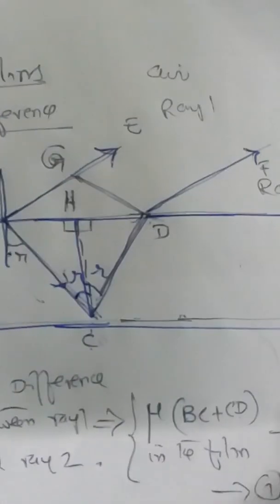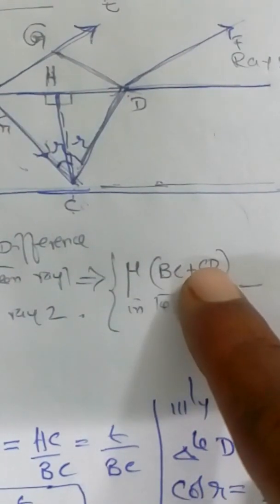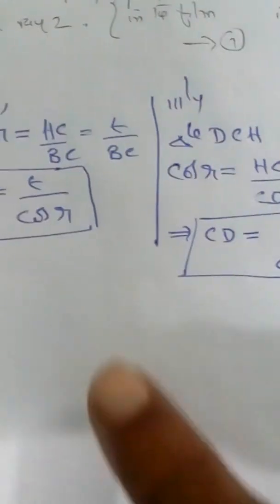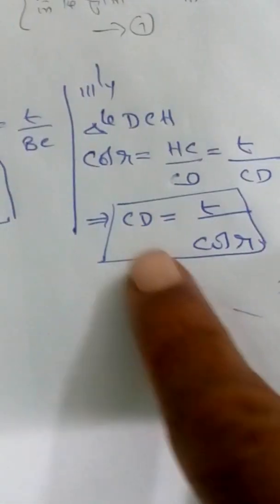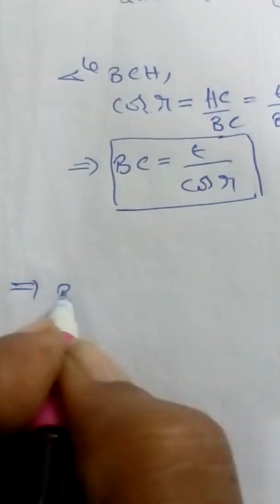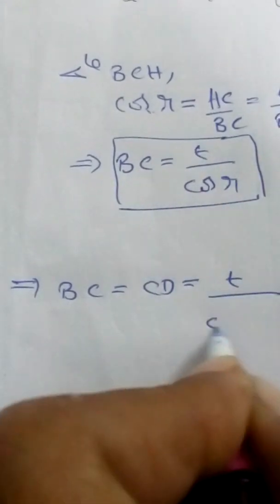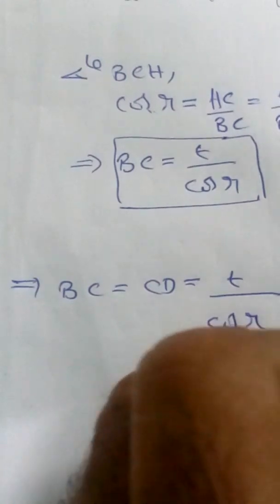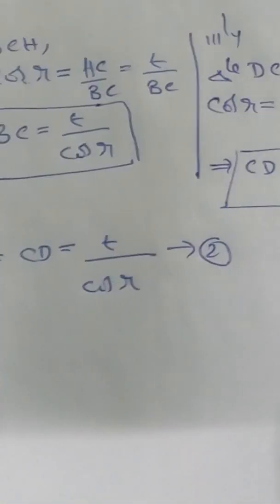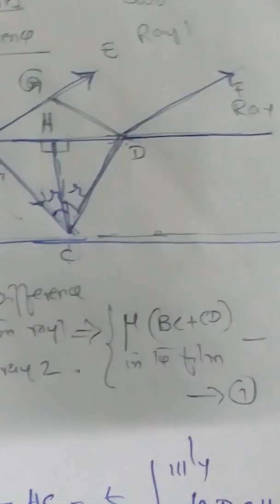That means both BC and CD come to T by cos r. From these two expressions, CD equal to T by cos r and BC equal to T by cos r, we can conclude that BC is equal to CD is equal to T by cos r. Call it equation 2. Okay, now come back to equation 1.